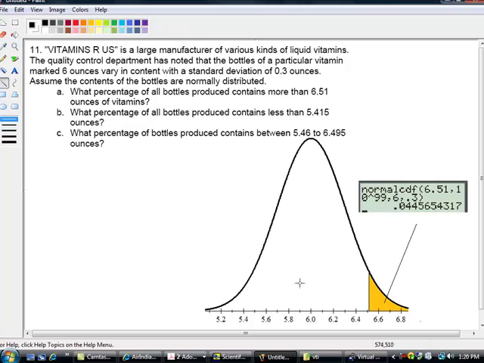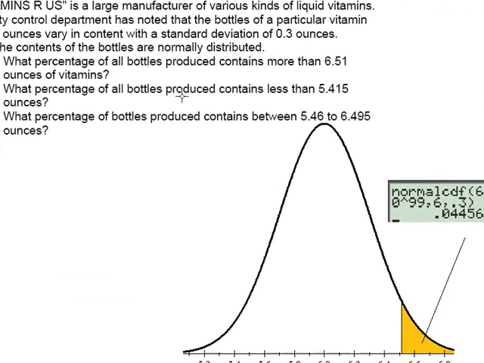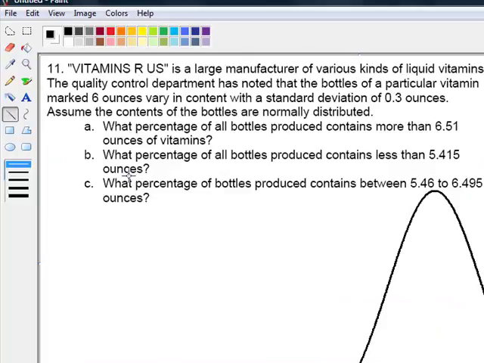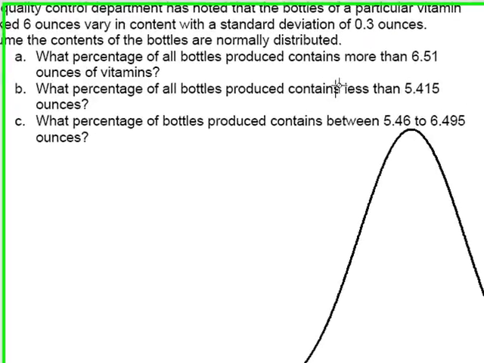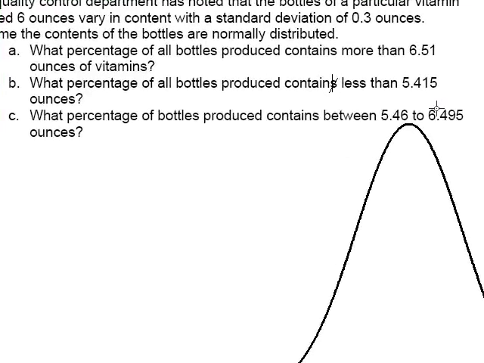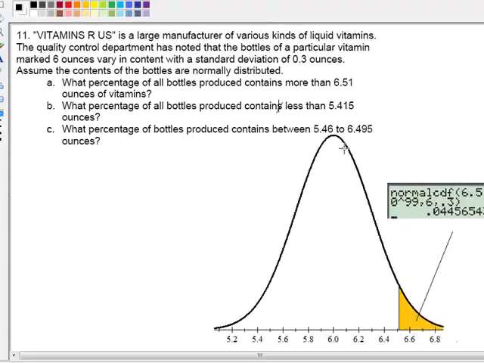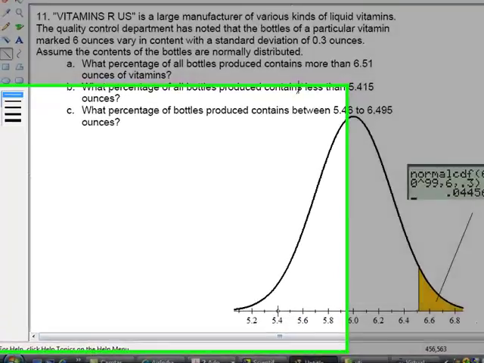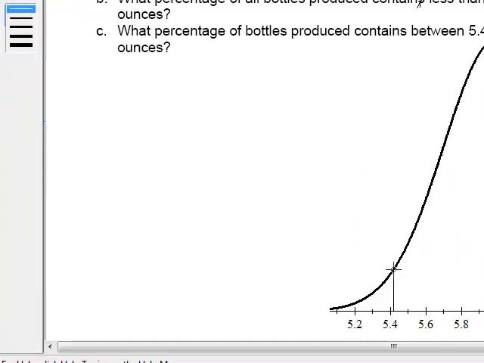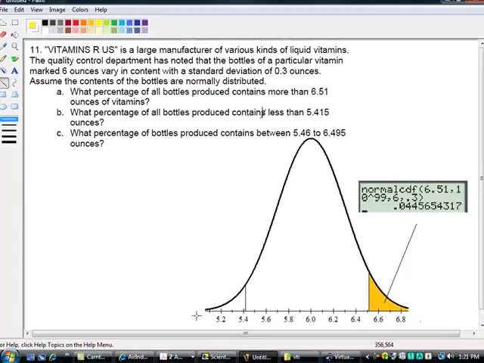Makes sense? Now it says what percentage of the bottles produced contain less than these many ounces, 5.415, which will land somewhere around here. Now which area do we want? We want this area. Okay, good.